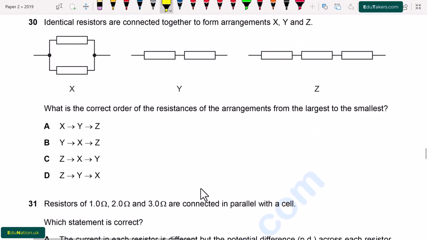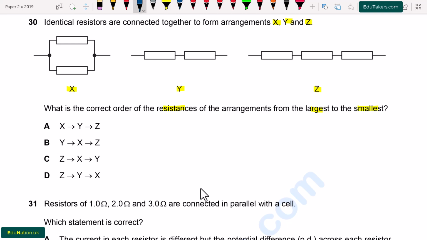Question number 30. Identical resistors are connected together to form an arrangement X, Y and Z. There are three arrangements X, Y and Z. What is the correct order of the resistances of the arrangements from the largest to the smallest? First of all, we see X.